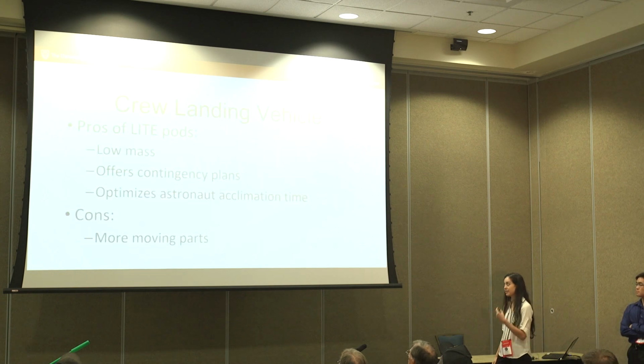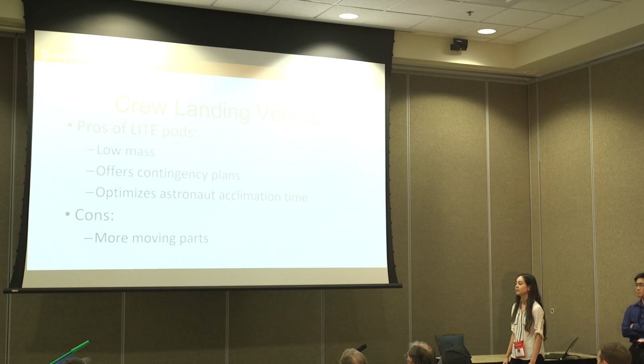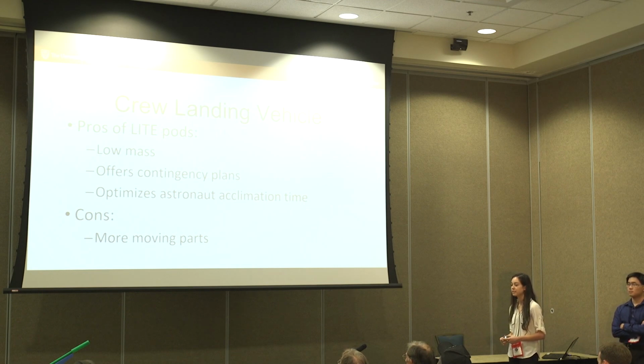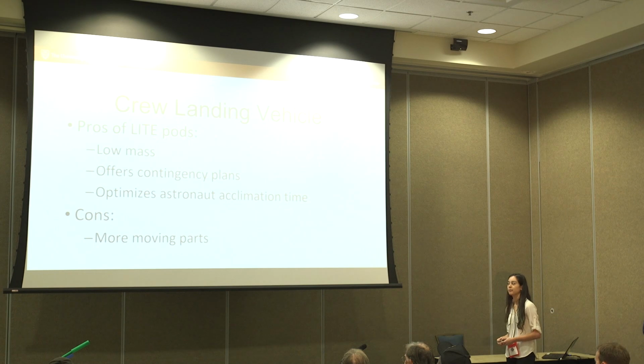So there's some pros and cons to this. Obviously, we've reduced mass a lot. We offer contingency plans, not only just separating the astronauts, but also having a third pod just in case. And again, we sent them a week apart so that the first set of astronauts have time to acclimatize to the Martian environment before the second set comes, and they're ready and prepared to do so. And any last minute things that need to happen to the habitat can be done before the next set comes down. The cons to this is that we're asking for a lot of moving parts. Everything is automated, and there's multiple parts, so there's a lot of chances for something to go wrong.